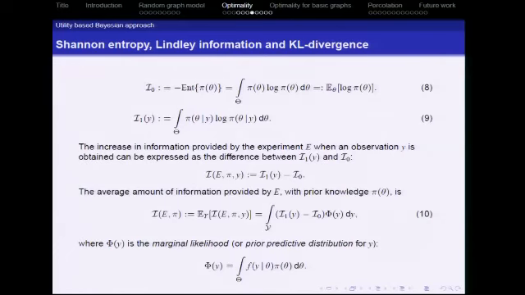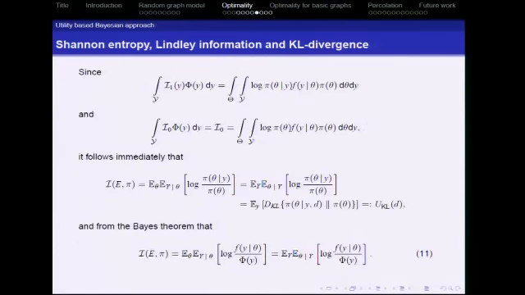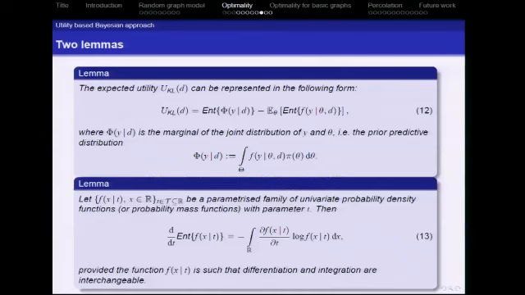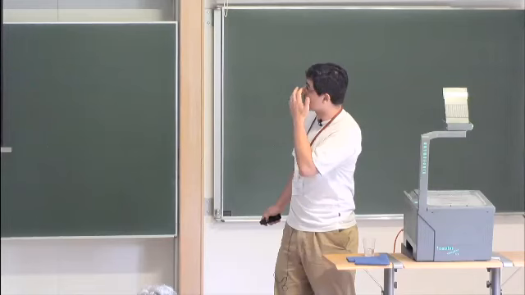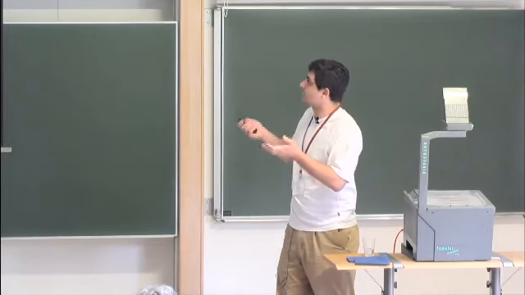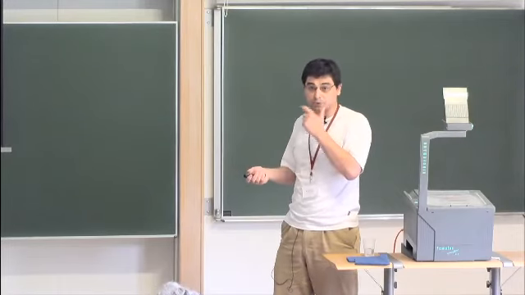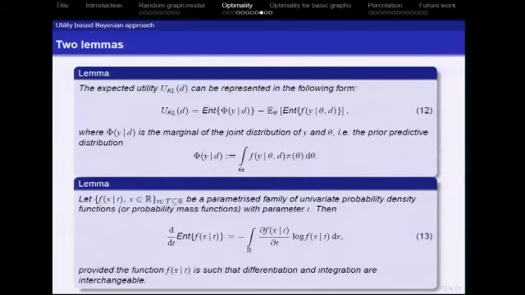Phi here is the marginal likelihood, the prior predictive distribution for y. We'll encounter it later. That's what I've just said, this relationship between Shannon entropy, Lindley information measure, and Kullback-Leibler divergence. Now, I found it useful to have these two lemmas to prove some results. The first lemma gives another form to the expected utility, the expected Kullback-Leibler divergence, and expresses it in terms of the entropy of the prior predictive distribution and the expected entropy of y given theta.